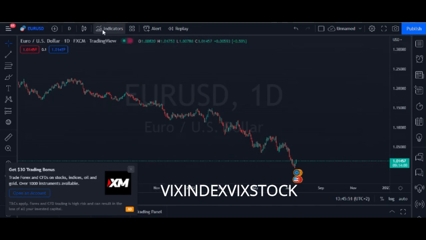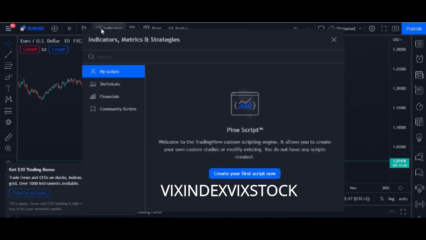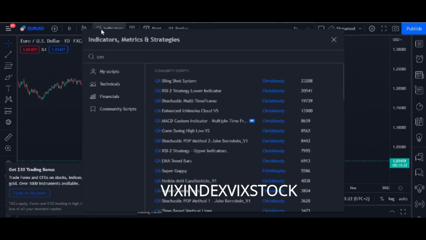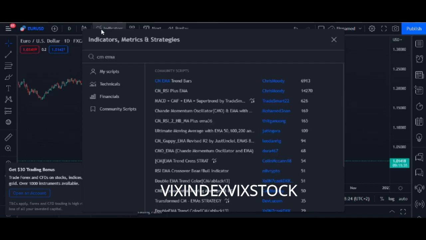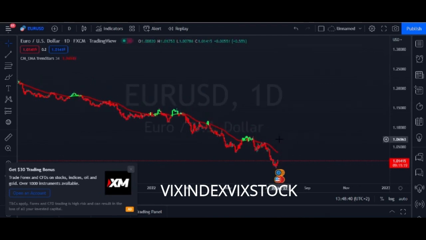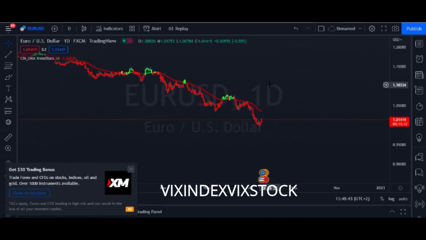If we go to indicators, okay, I apologize, I got interrupted there. So we are going to add our indicator, which is CM EMA Trend Bars, this one by Chris Moody. So we just add that, and we just close that. So this is the indicator, guys, and this is how it looks.